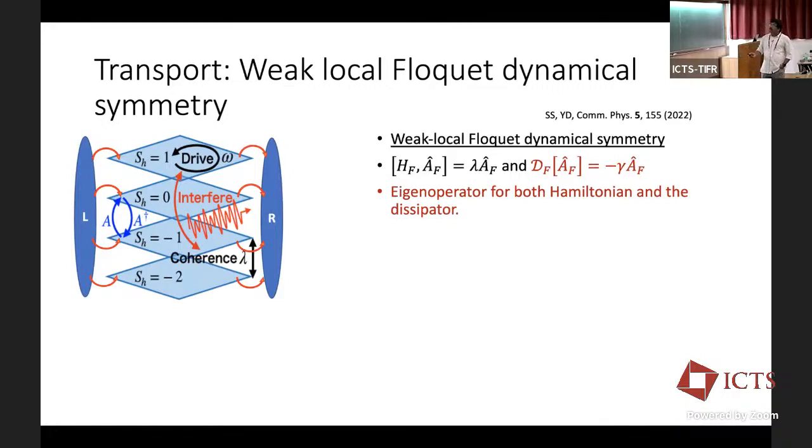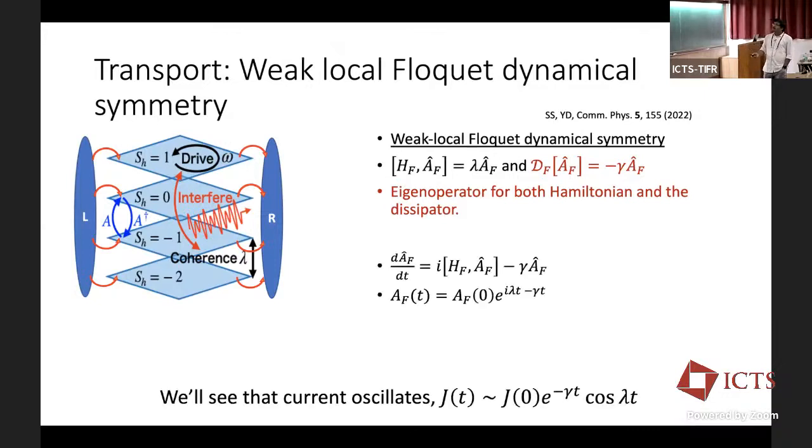So what we must have is that, apart from the eigenoperator with respect to the Hamiltonian, I also need an eigenoperator with respect to the dissipator. And this lambda and gamma should not depend on each other. In that case, I'll have a decaying envelope, but the frequency will not be hampered, as I will show. And I will see oscillations in the current under this kind of mechanism.